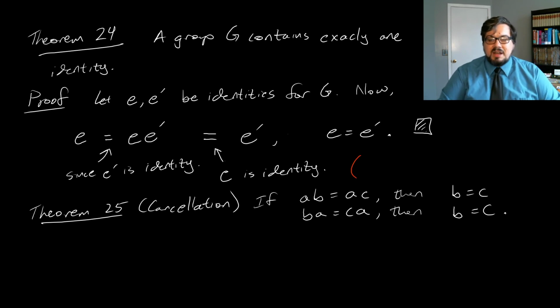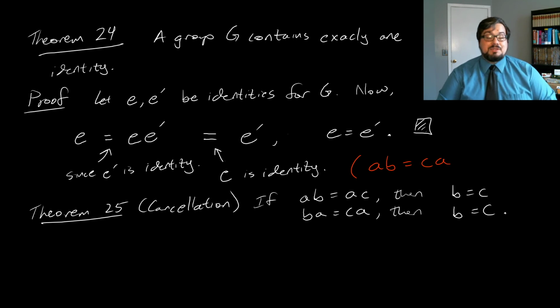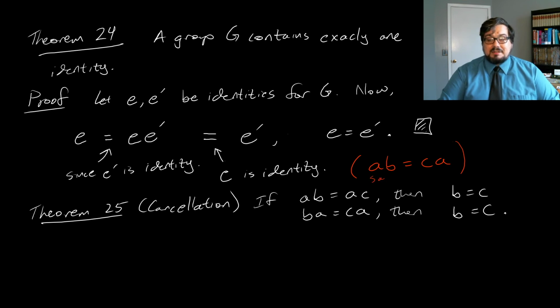Note, this is not saying anything about the equation AB equals CA. In this case, this does not necessarily mean that B equals C. And that's because multiplication may not be commutative in our problem. So AB equals CA, Theorem 25 says nothing about this situation. And in general, B and C could be very different in a group, and we could still have that A times B is equal to C times A.